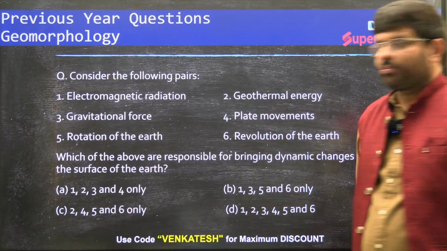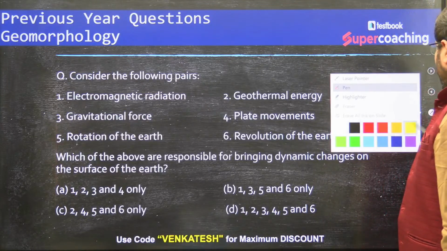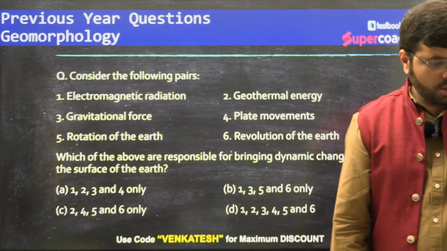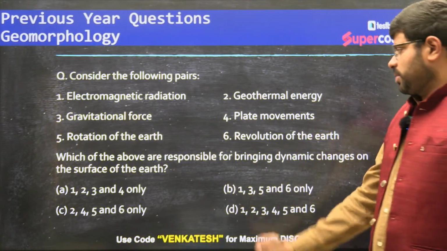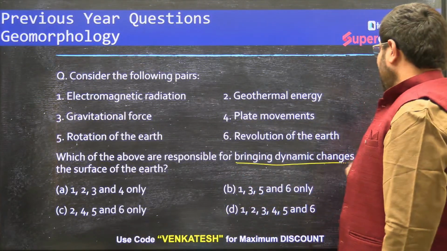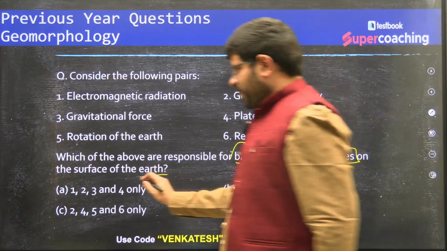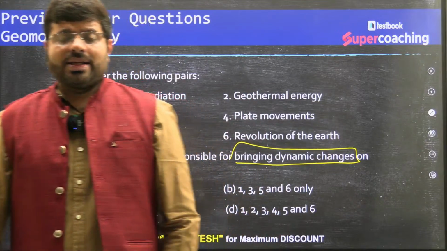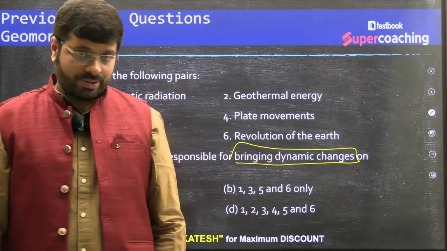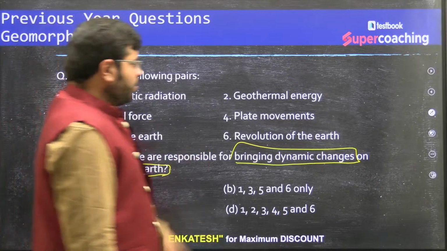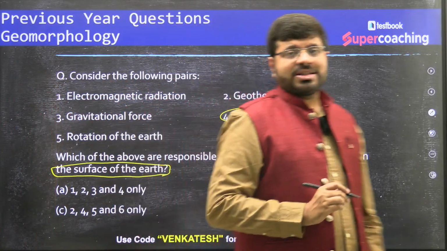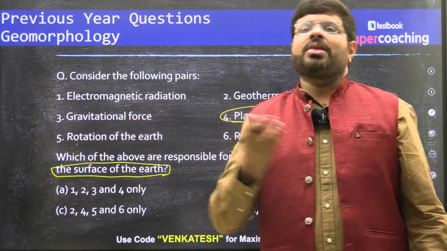Okay. The question is asking about the 6 events which were given, and how many of these events are responsible for bringing dynamic changes on the surface of the earth? So how do you think they are responsible for bringing dynamic changes? Revolution, say for example, plate movements. Plate movements are responsible for so many dynamic changes, no?